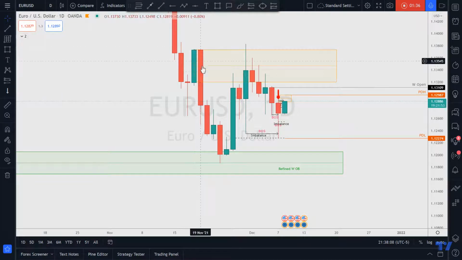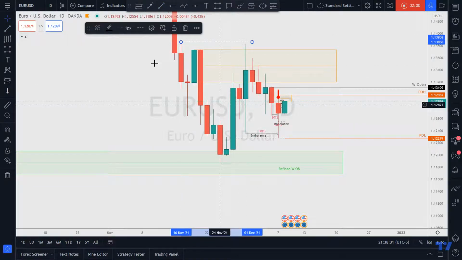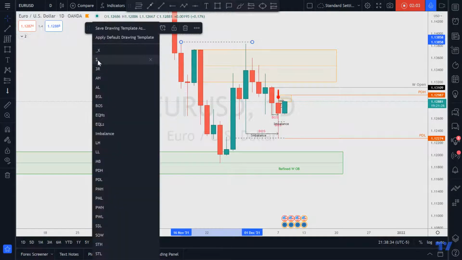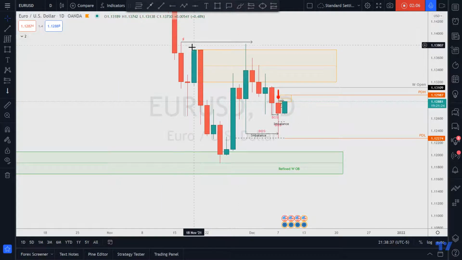Price has formed an area of supply. Price hit our refined weekly order block, as it's labeled, and then found this supply here. But price did manage to come up and get near equal highs, which is known to house what? Liquidity. Price took the liquidity from this high, but did not close past this high. It came back within the order block and closed.